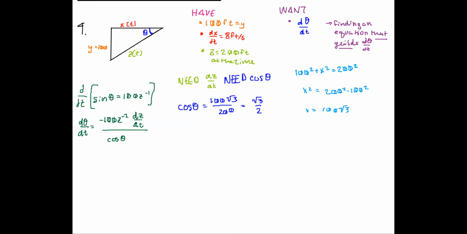We are still missing dz dt. We are on our way. How do you think we are going to be able to find dz dt? What we do with a right triangle is we take the Pythagorean theorem.